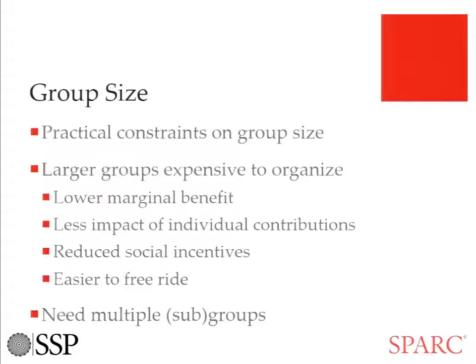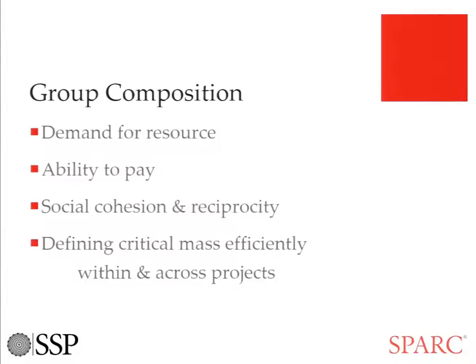And so it's easier to free ride, and also the social incentives are less in a larger group, where things get attenuated. If it's smaller groups, there's more social cohesion and social behavior going on. So what needs to be done, when describing these kinds of models, is identifying the ideal or optimal size subgroups and piecing together multiple subgroups rather than thinking just in terms of one universe. This same thing holds for group composition.